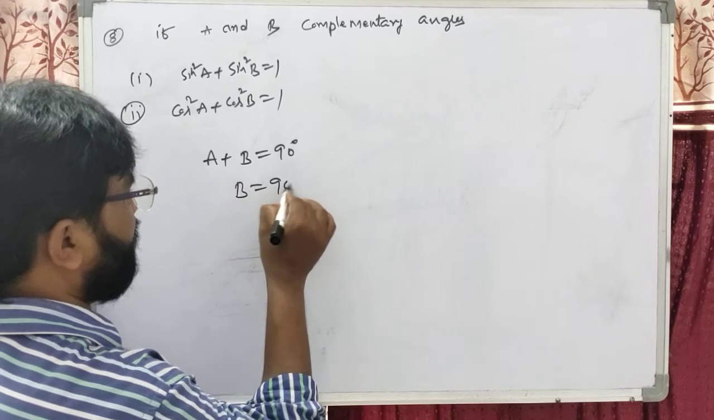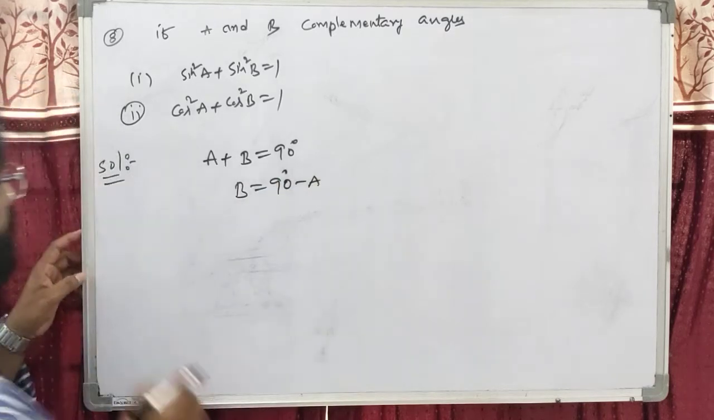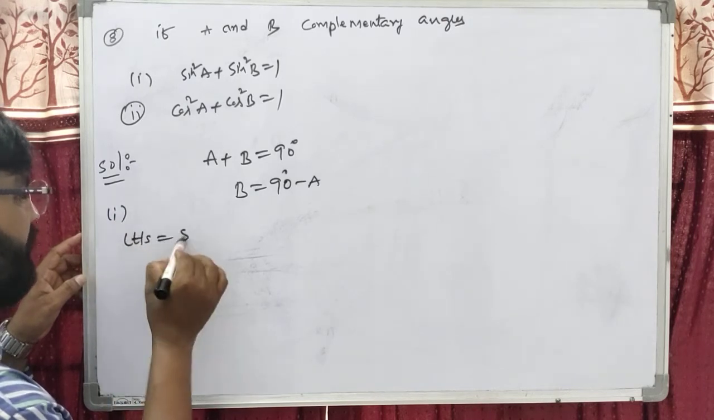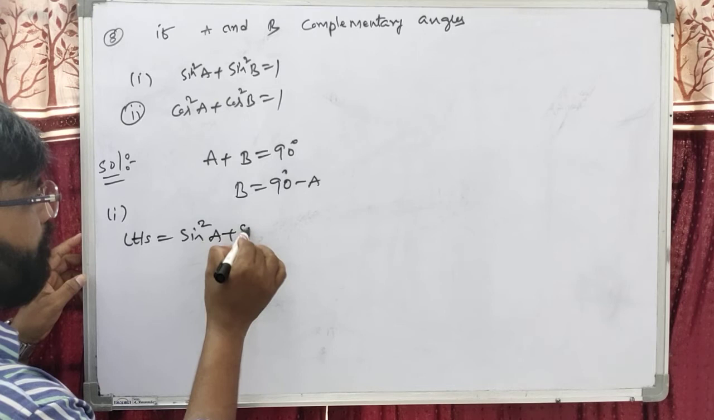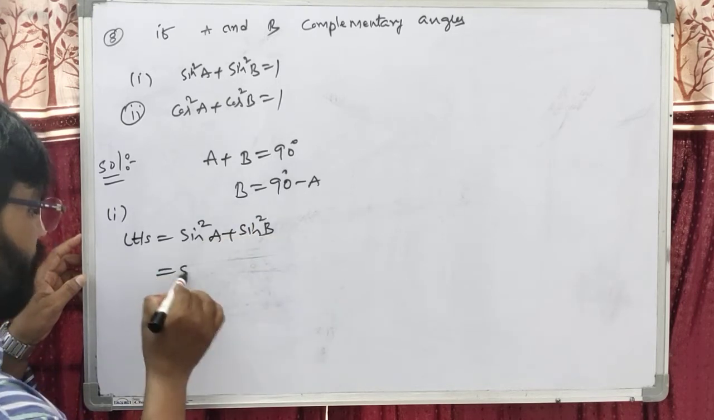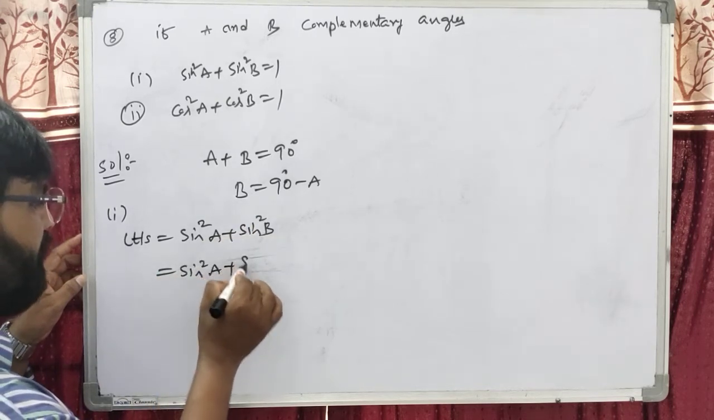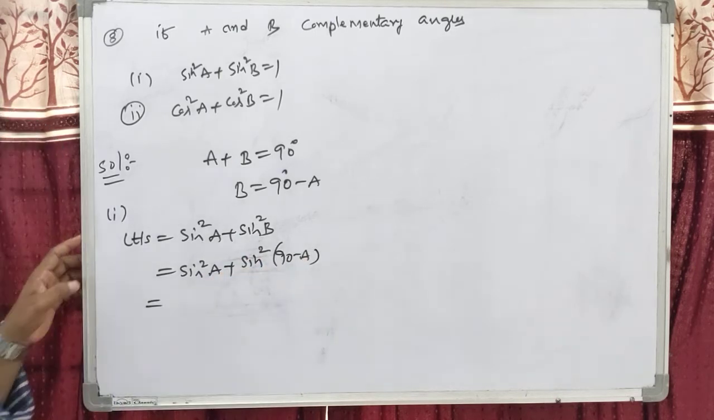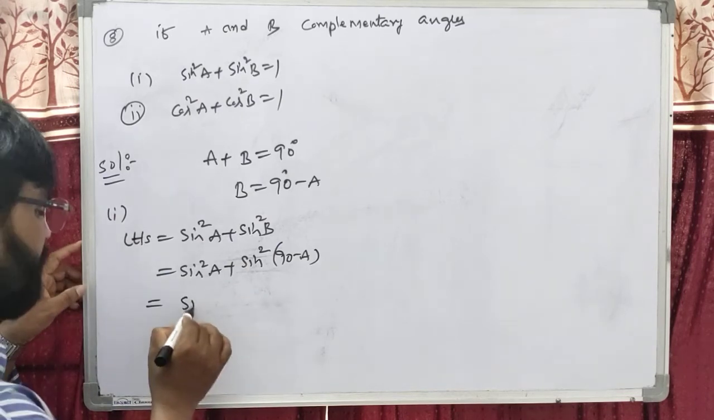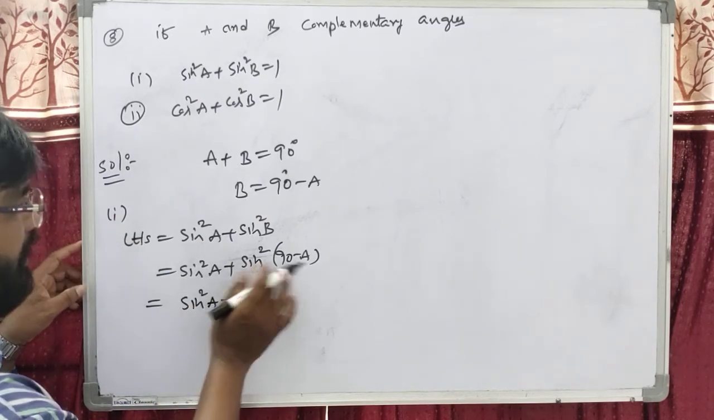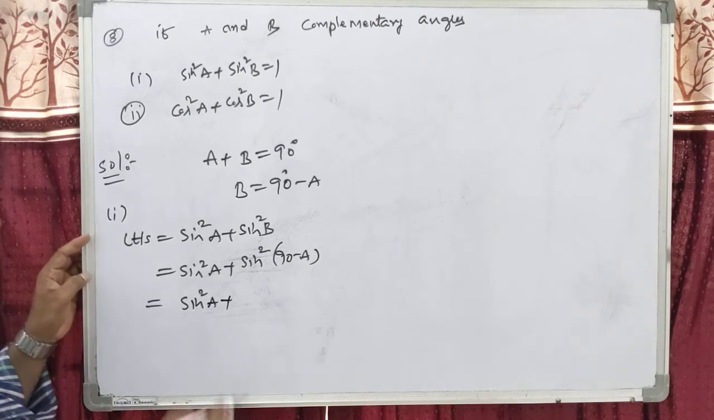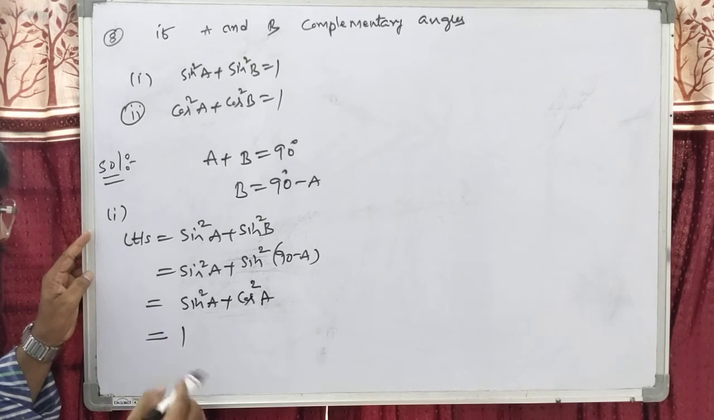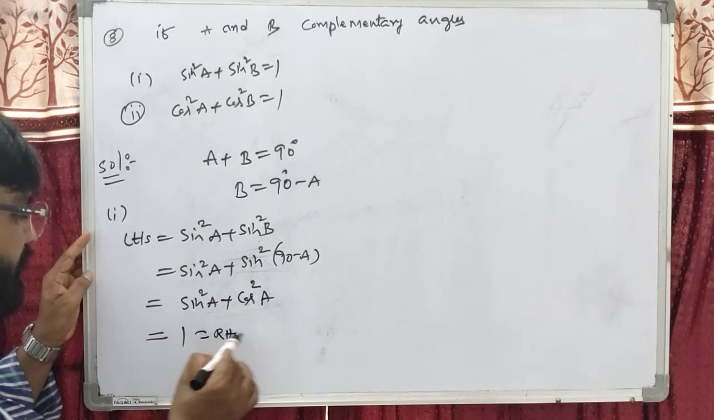B can be written as 90 minus A. Now, students, with the first question, the left hand side is sin square A plus sin square B. Now we can write this as sin square A plus sin square of 90 minus A. We know that sin of 90 minus A is cos A, because 90 minus A lies in the first quadrant. So this is cos square A. Sin square A plus cos square A is 1. This is the right hand side.